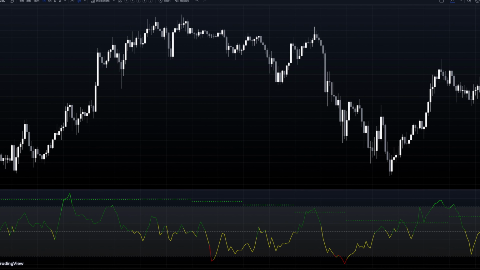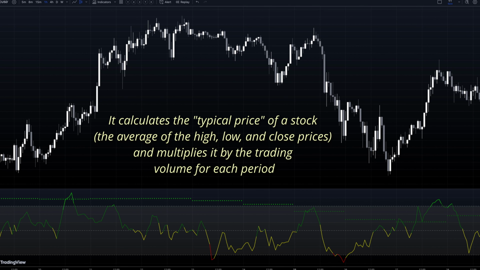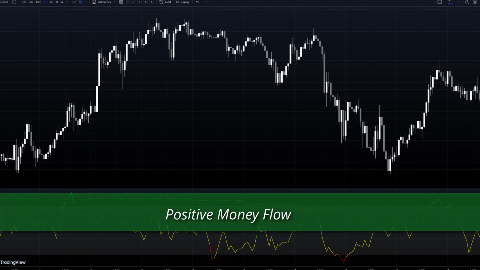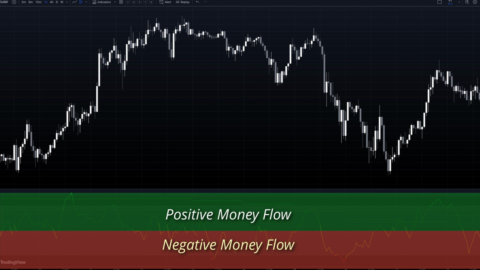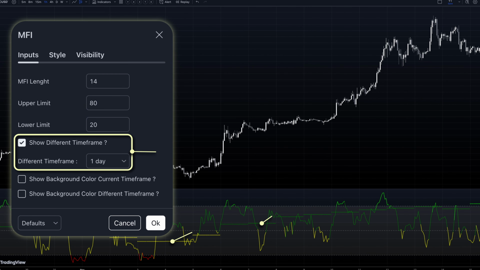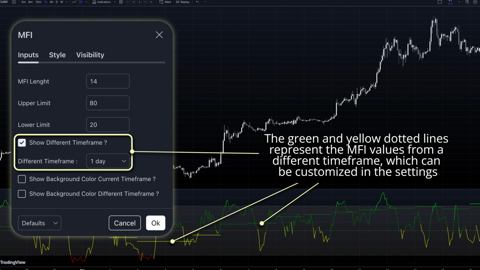The Money Flow Index, MFI, by Ken Lashim is an indicator that combines both price and volume to measure buying and selling pressure. It looks at the average price of a stock, called the typical price, and multiplies it by the volume for each period. If the price goes up from the previous period, it's considered positive money flow, and if it goes down, it's negative money flow. The MFI then calculates the ratio of positive to negative money flow over a set period, giving a value between 0 and 100.